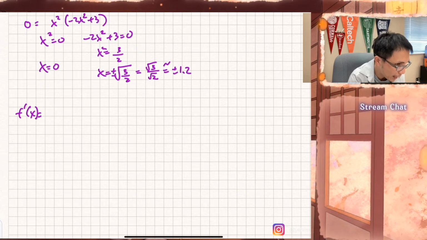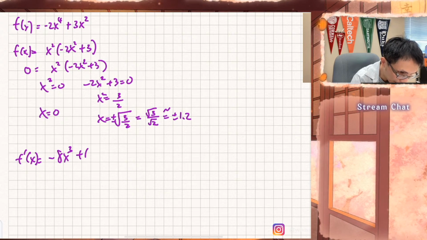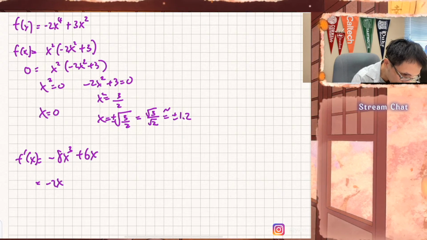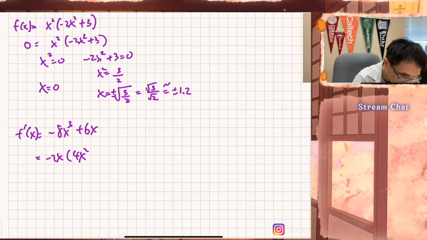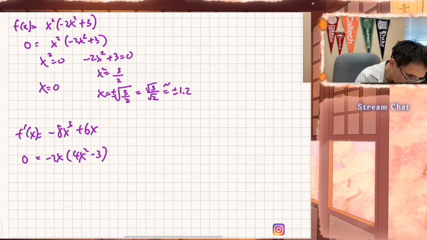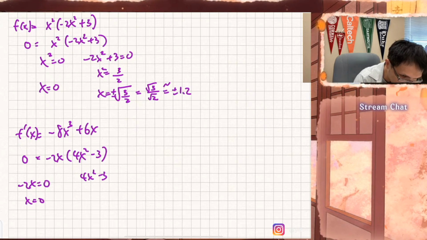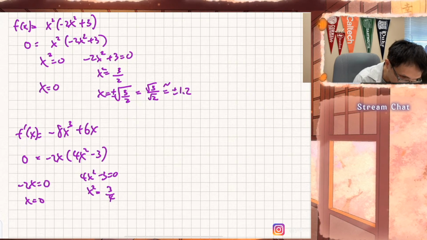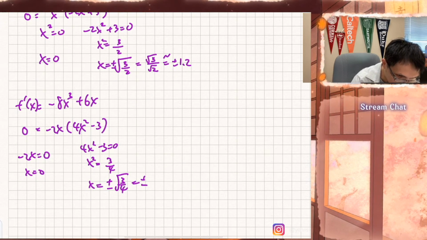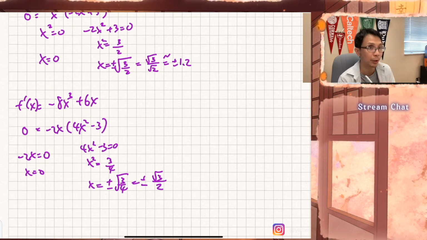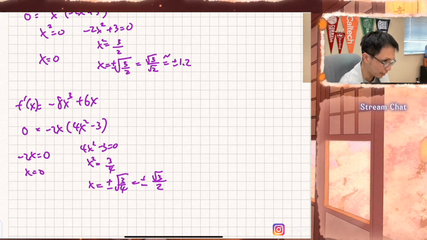So f prime of x, right? I just take the derivative of this. It'll be negative 8x cubed plus 6x, and I can factor out negative 2x here. And what am I gonna get? 4x squared minus 3, right? So I can set this equal to 0. Negative 2x equal to 0, x equal to 0. 4x squared minus 3 equal to 0, x squared equal to 3 over 4, x equal to plus or minus the square root of 3 over 4. That just means plus or minus square root 3 over 2, because it's square root 3 over square root 4. And then you will get 3 critical values here.